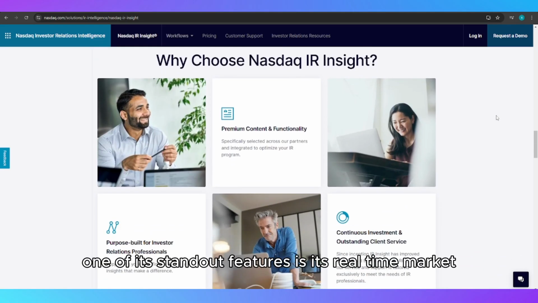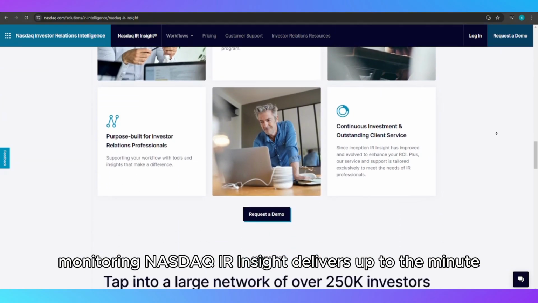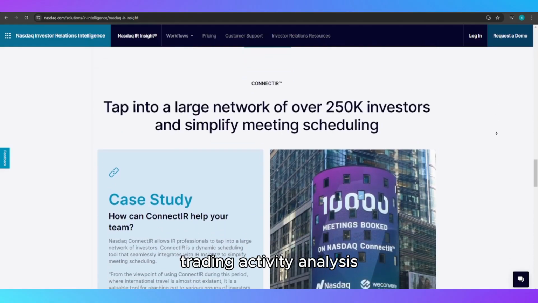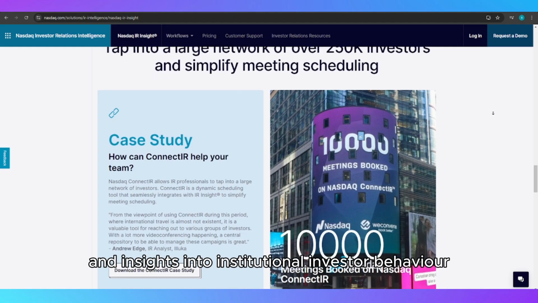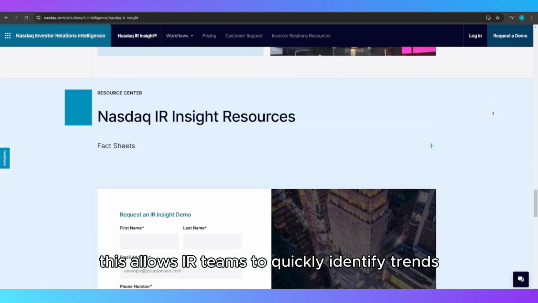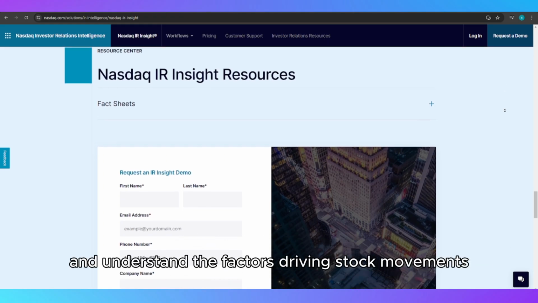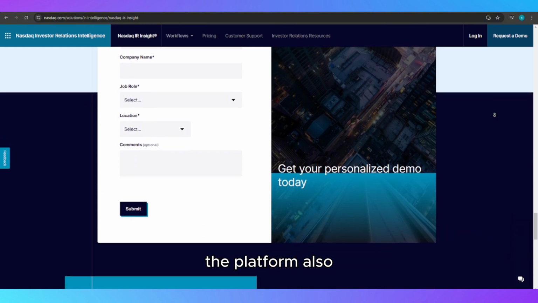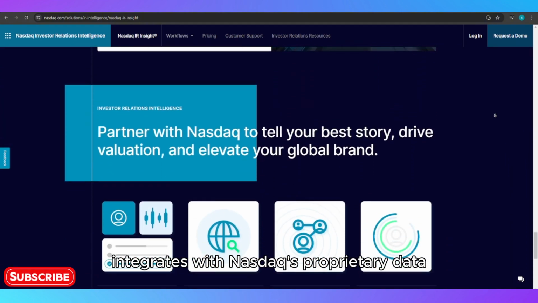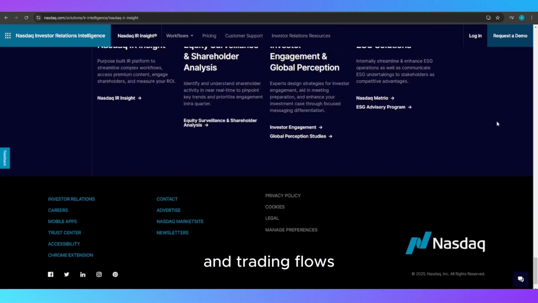One of its standout features is its real-time market monitoring. Nasdaq IR Insight delivers up-to-the-minute stock performance data, trading activity analysis, and insights into institutional investor behavior. This allows IR teams to quickly identify trends, track peer performance, and understand the factors driving stock movements. The platform also integrates with Nasdaq's proprietary data, offering deep visibility into market sentiment and trading flows.